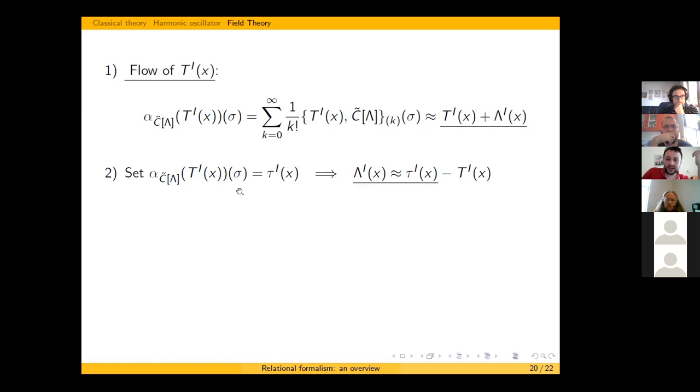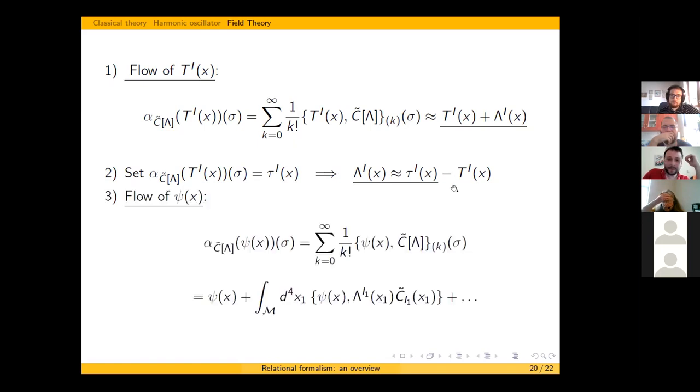So the next step is, as said, we just set this to be tau I. And now we can simply invert this. And so this lambda is weakly equal to this. Sorry, this line should also be extended up to this. So that's why we introduced this new constraint, because it simplifies a lot.